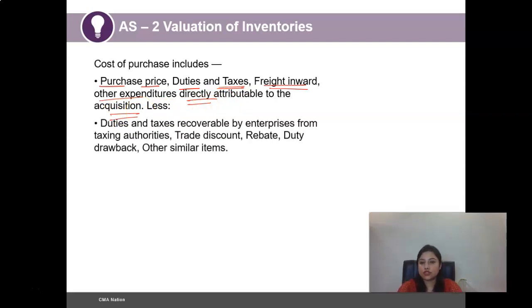And what should be subtracted from those purchase costs are the duties and taxes that are recoverable by the enterprise from the taxing authorities. Any trade discounts, rebates, duty drawback and other similar items shall also be excluded from the cost of purchase of those inventories. So this is the formula that you need for cost ascertainment.